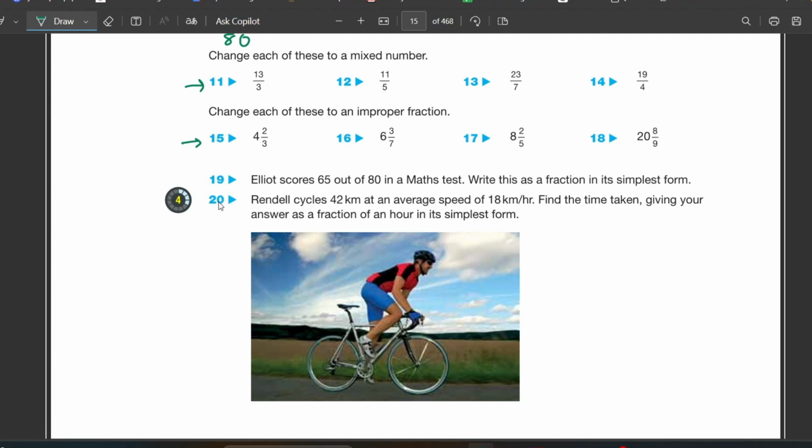And if I do this one, Elliot scores 65 out of 80 in a test. Write this as a fraction in its simplest form. 65 out of 80. So we can write it as 5 times 13 and 5 times 16. So these two cancel out. It's 13 over 16. This is the simplest form.